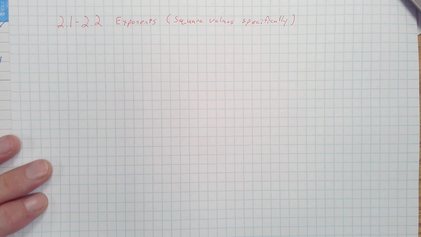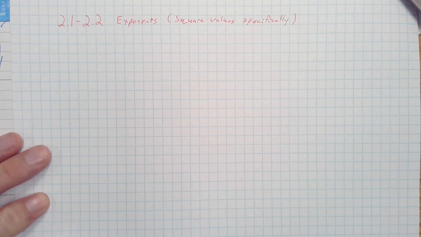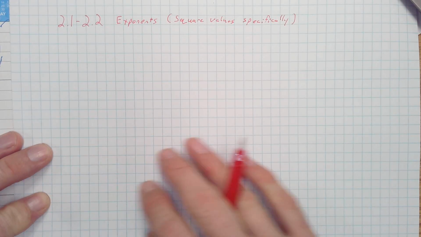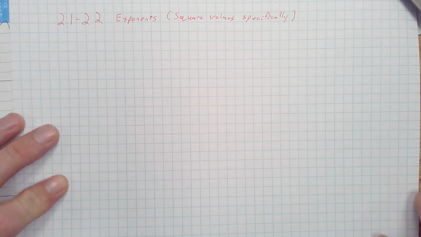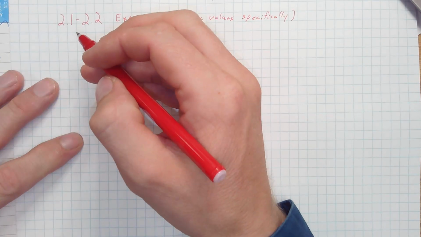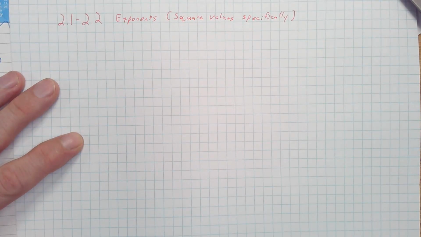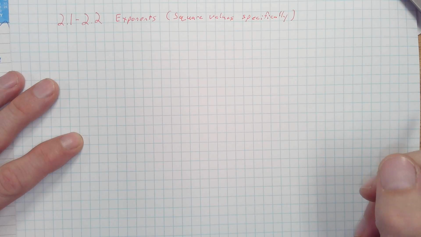Alright, so we're getting into Unit 2 now. And Unit 2 talks a lot about rational numbers and irrational numbers, and it starts with square values and exponents specifically. Up to now we've just been talking about adding and subtracting and multiplying and division. And those are four different mathematical functions, right?